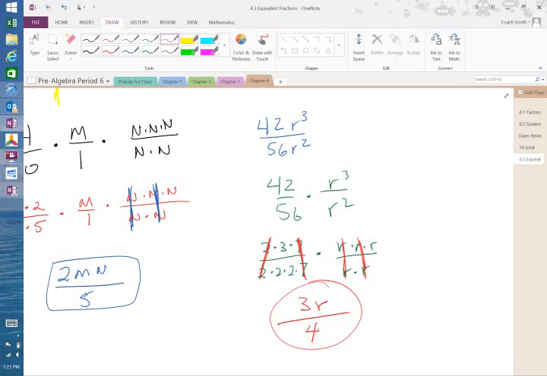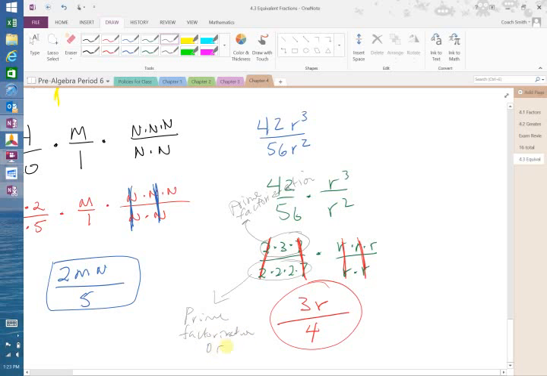Okay, so once again, this is the prime factorization of 42. This right here is the prime factorization of 56. Okay, any questions over that?